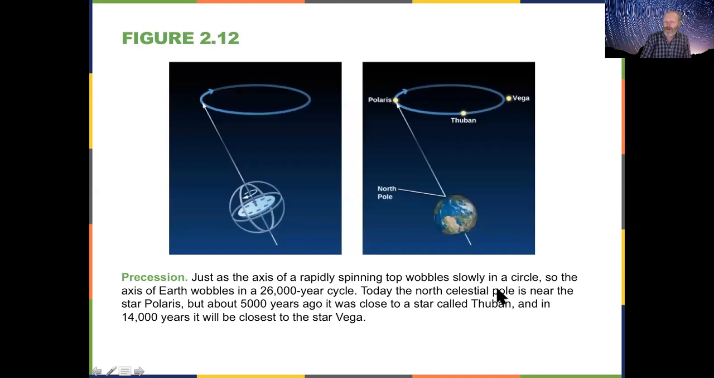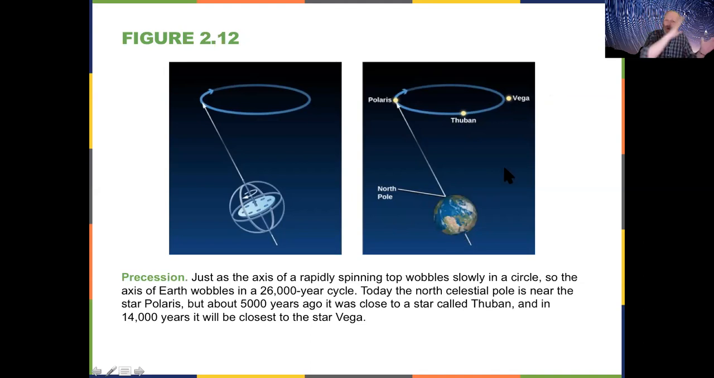And here we are with that wobble that I was talking about. Right now, we are pointed towards Polaris. And within 13,000 years, we're going to wobble. It's a process called precession. We will be tilted towards Vega. When that happens, it will be summer in the Northern Hemisphere in December. It will be winter in the Northern Hemisphere in July. If you don't think that's going to affect the climate, guess again.